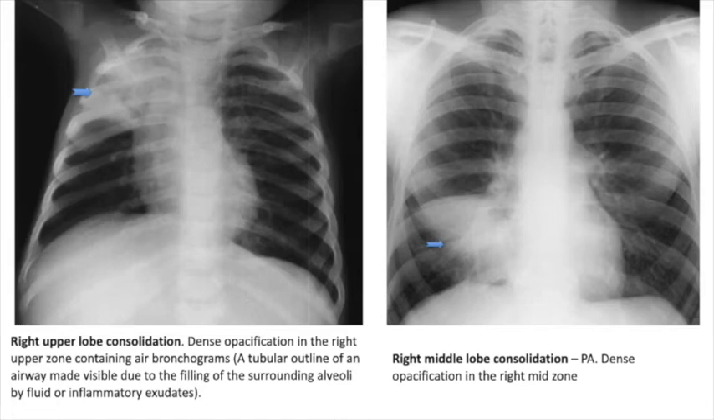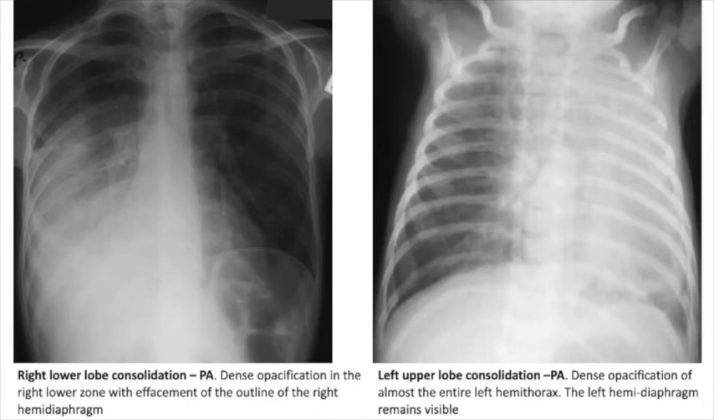This consolidation contains air bronchograms, which is a tubular outline of an airway made visible by the filling of the surrounding alveoli by fluid and inflammatory exudate. This is a classical sign for pneumonia. It's very important to know that. Maybe it can appear in other diseases; sometimes cancer can also produce that kind of image. On your right, you can see a right middle lobe consolidation or opacity, a right middle lobe pneumonia. These are other examples of pneumonia. You can see they are always opacity, or consolidation, as you can call it as well.